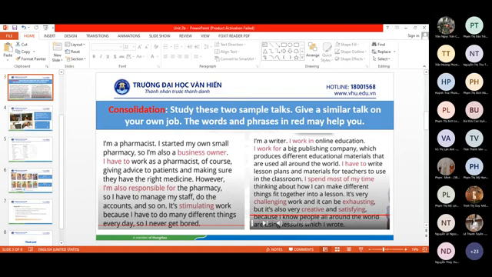Right, so here I can give you, for example, I am responsible for, so it means the same as I am in charge of, my responsibilities include. So that's the way, right?